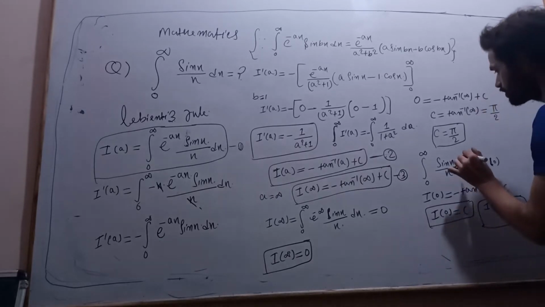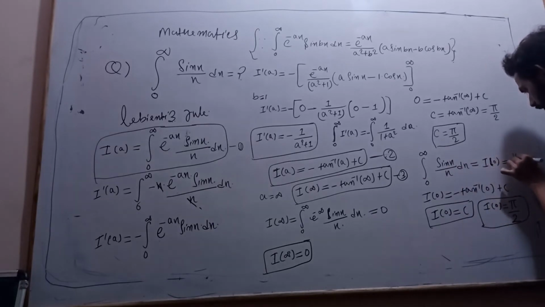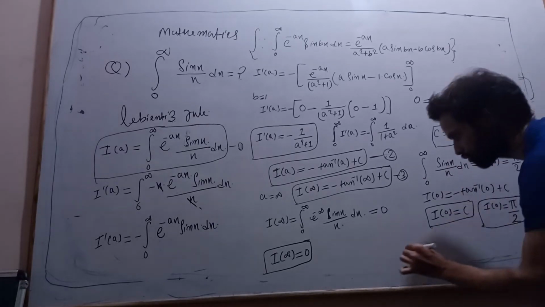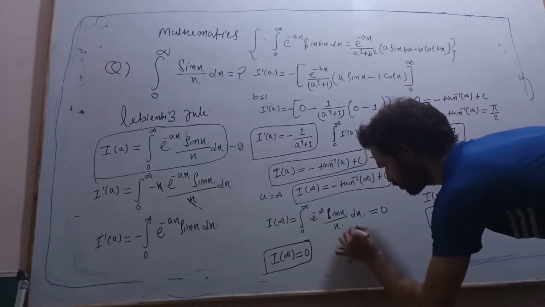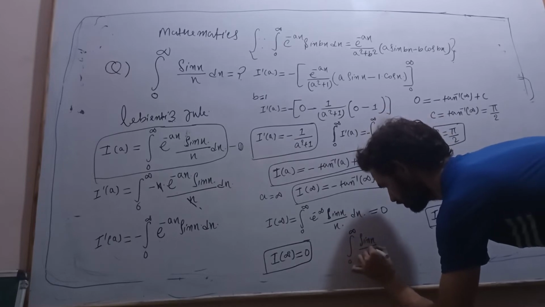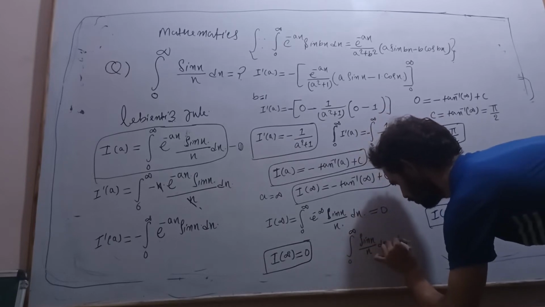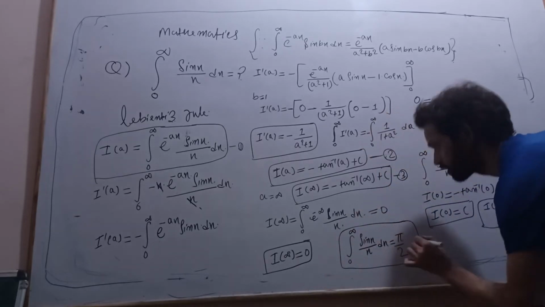Hence we got the solution: I of 0 is equal to pi by 2. So finally we can say that the integration from 0 to infinity of sin x by x dx is equal to pi by 2. Now it is clear.